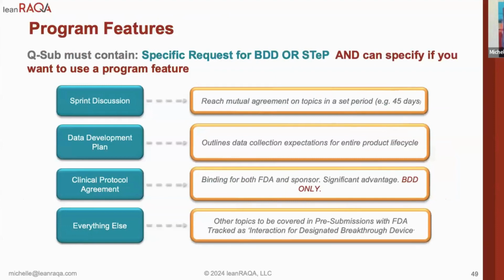The special program features that you can request in the scope of your BDD or STEP application include a sprint discussion, a data development plan, and then there are a handful of other very specific things that you can request. But the clinical protocol agreement is only an option if you have a BDD.